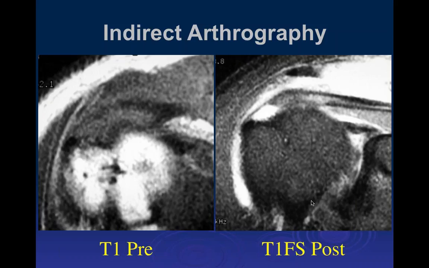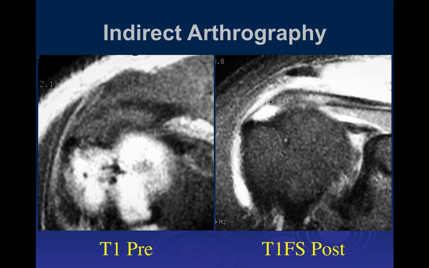Now, another technique that people have used is called indirect arthrography, where you actually inject IV so that you don't have to do an injection in the joint. You exercise the shoulder for 20 to 30 minutes, and then you scan the patient. And then what you can get, in this particular case, we can see a rotator cuff tear. We can see contrast has then exuded into the joint space.